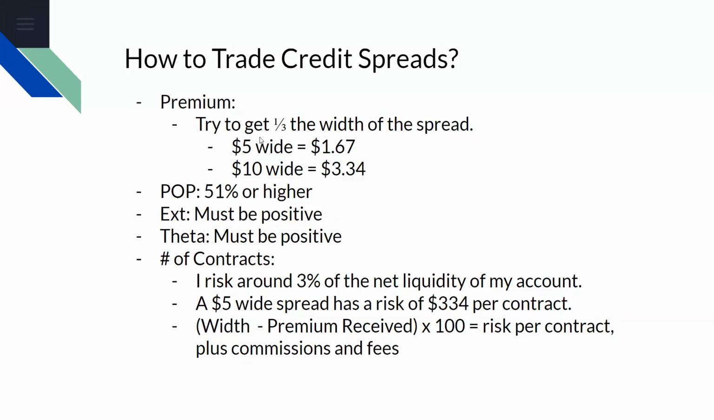So I am always looking to try and get around 1/3 the width of my spread. So if I do a 5 wide spread, I am looking to get $1.67 out of that spread. If I'm doing a 10 wide, I'm looking for $3.34.